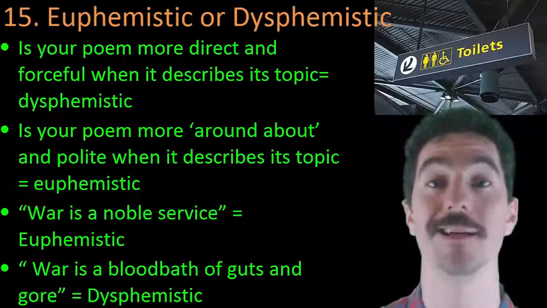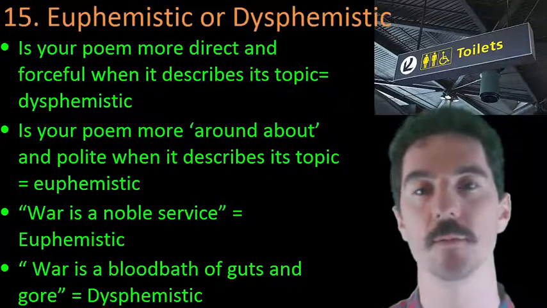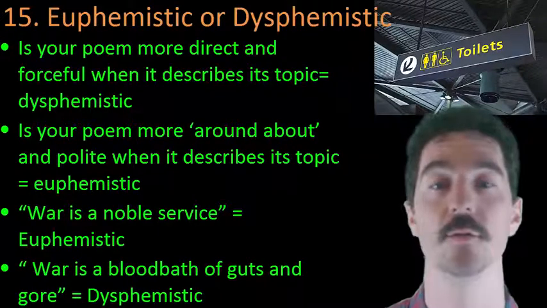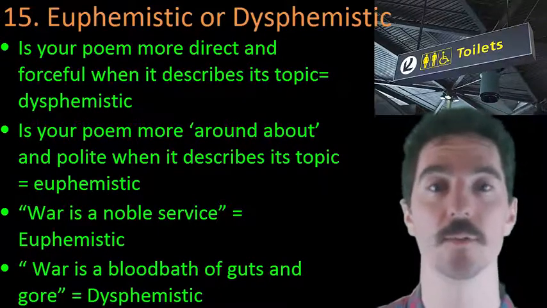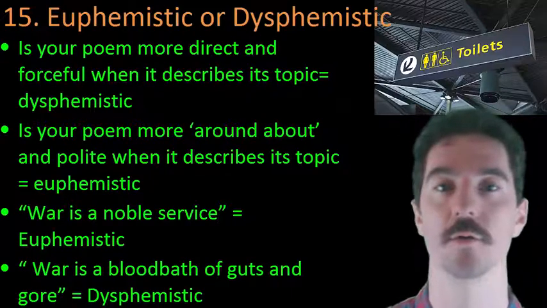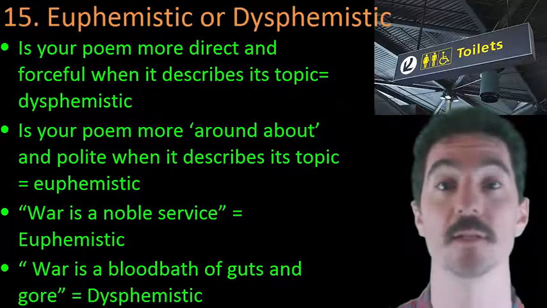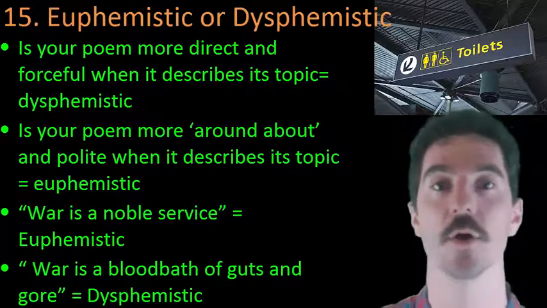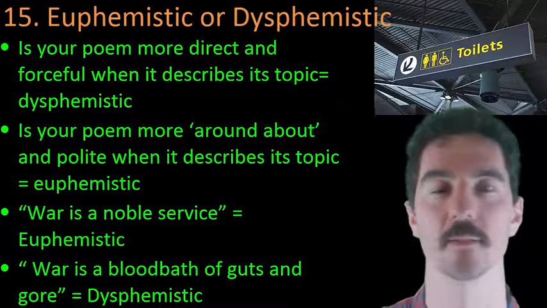15 is about language. So is the language euphemistic or dysphemistic? Euphemistic means you're beating around the bush, to use an expression, or you're avoiding the true reality of something, whereas dysphemistic means you're being perhaps overly forceful or overly clear about something.